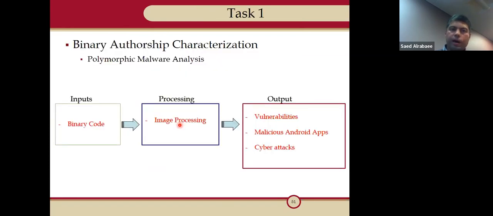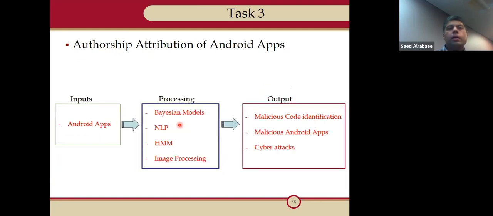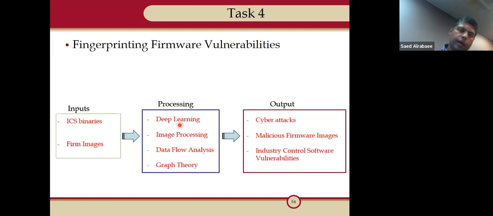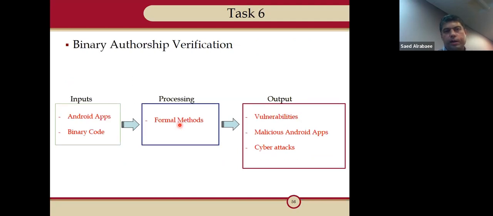Work in progress: we are working on authorship characterization, which is somehow polymorphic malware analysis. We are trying to use image processing. We are now using natural language processing to do multi-dimensional fingerprinting, authorship verification and authorship attribution for Android, and fingerprinting firmware vulnerabilities. We now have a paper under revision. We try to discover vulnerabilities in router firmware images, and we also have work on characterizing the cyber criminal's personality and also authorship verification.